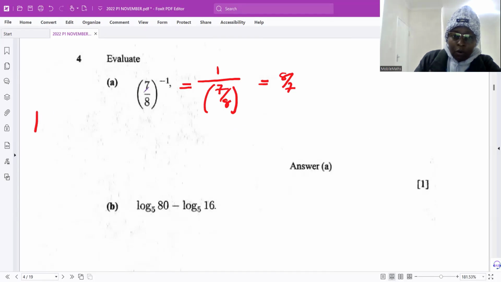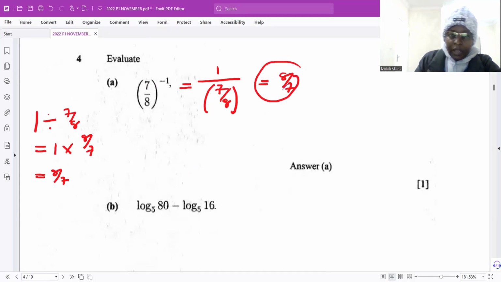When I say 1 over, it's like dividing. So it's like 1 divided by 7 over 8. So this is the same as 1, you can remove the division sign and say 1 times 8 over 7, and we get our 8 over 7 is our answer. That's how I got this answer there, okay?